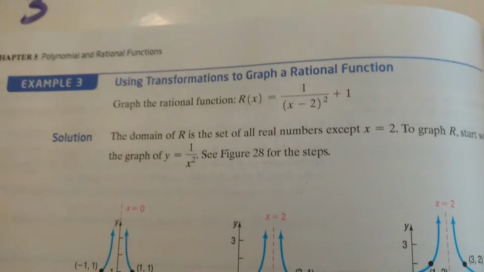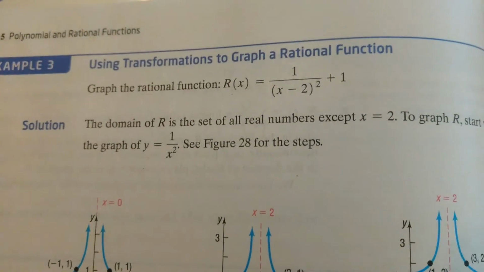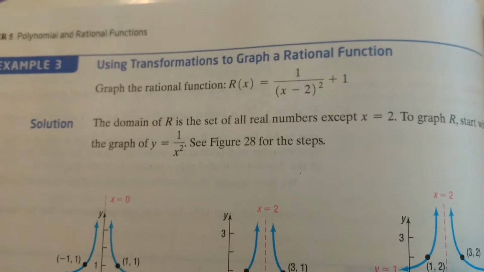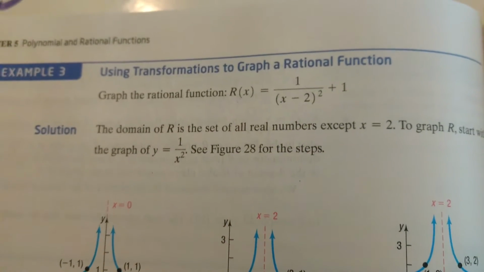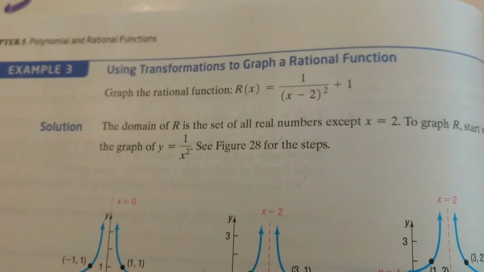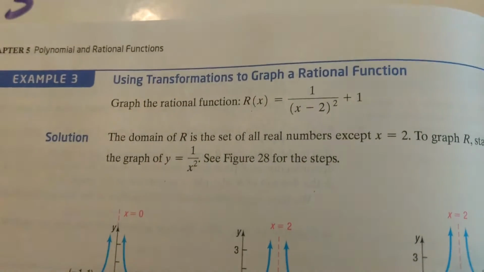There are our same rules that we use, our transformation rules. You can see this is 1 over x minus 2 squared, where the plus 1 is a vertical shift where we're going to add 1 to the y's. The minus 2 is really a plus 2 that we can add to the x's.